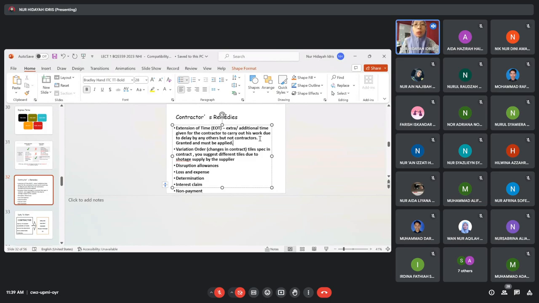Alright, so you also don't apply for extension of time. Okay, when you don't apply for extension of time, it won't be granted. Meaning to say, if you don't apply, you don't get it.